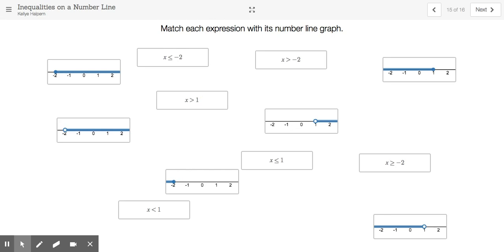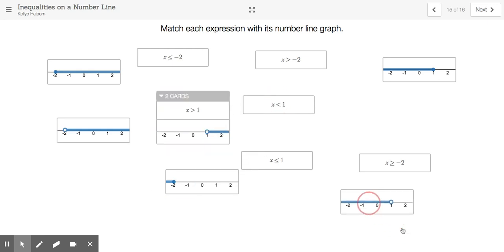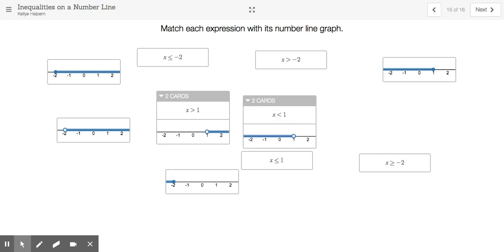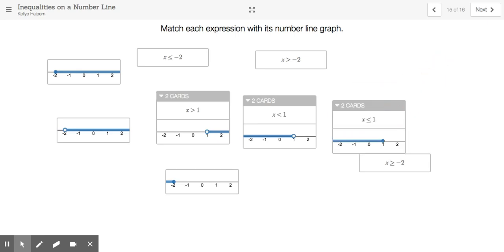For x's that are greater than 1, that would have an open circle and be going to the right. For x's that are less than 1, it would have an open circle, going to the left. For x's that are less than or equal to 1, it would have a closed circle and values going to the left.